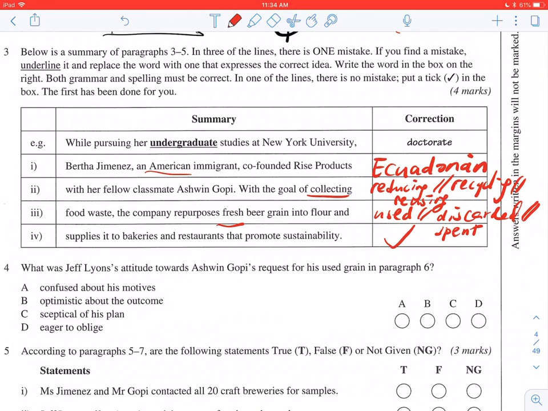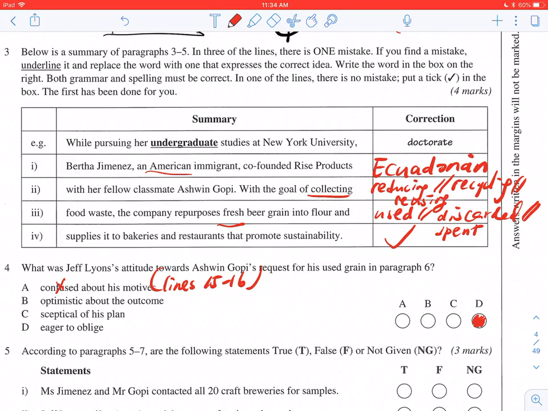For number 4 here, D. Now I would like to talk more about this question. Option A, confused about his motives. Is he confused? No, because when you look at lines 15 to 16, you will know. Go back to that line: they told me they were trying to reduce waste. So actually he is not confused.